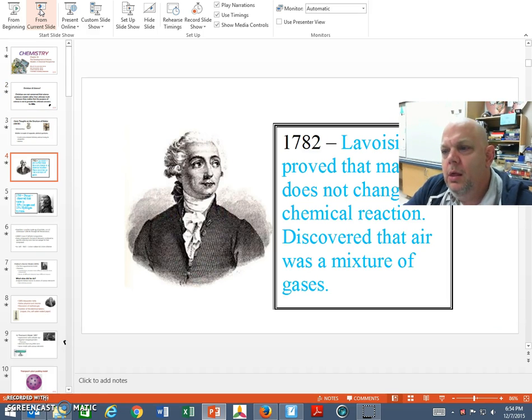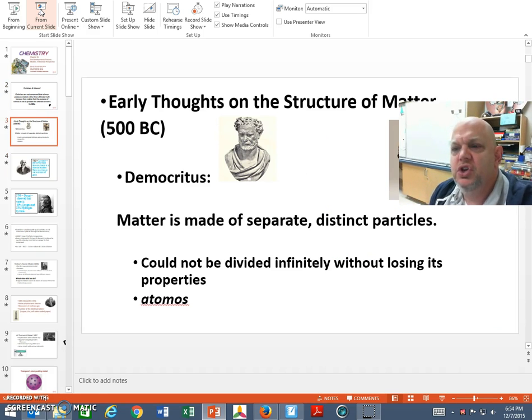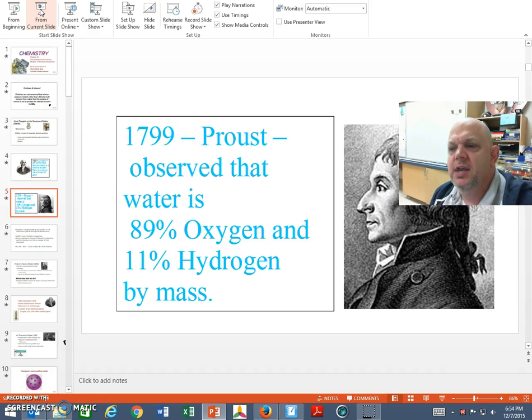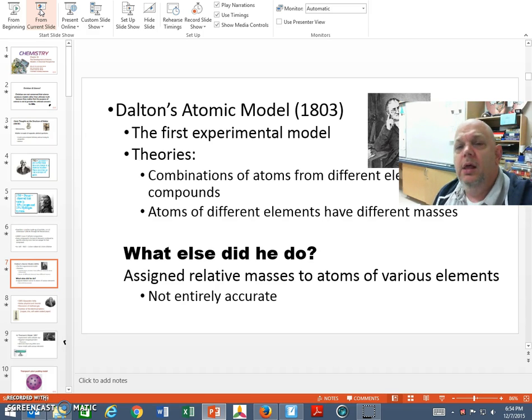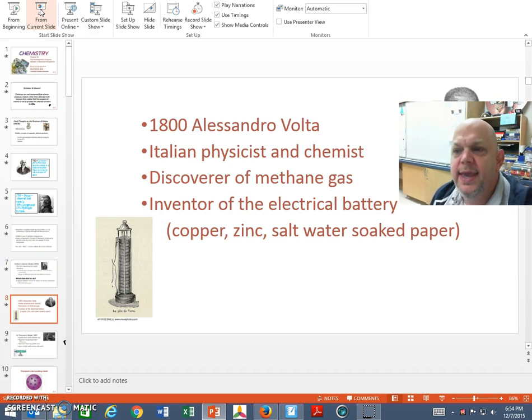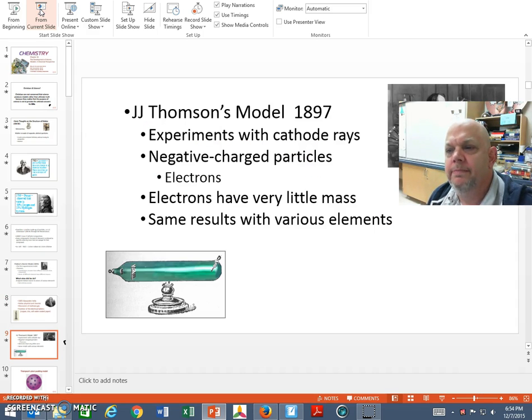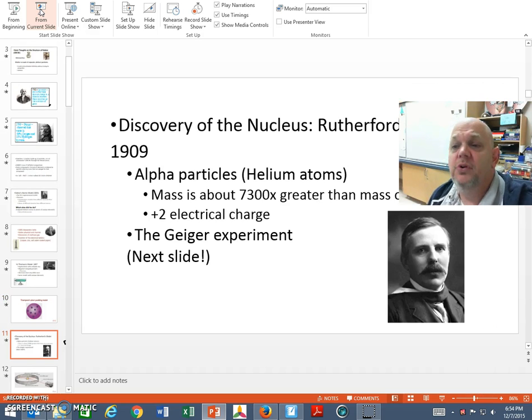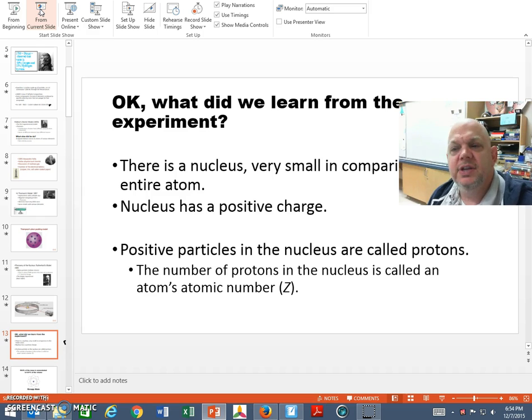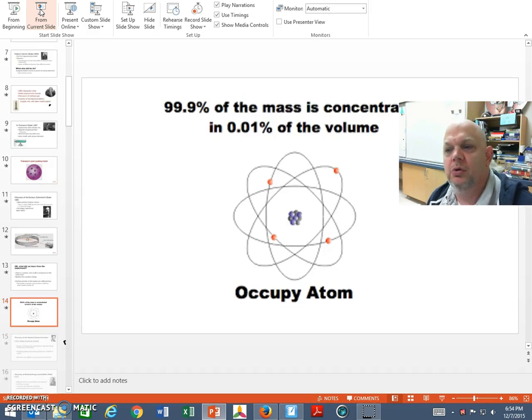It's kind of useful to know the history. You should be familiar with a one sentence answer: what did Democritus do? What did Lavoisier do? Proust, law of definite composition, absolutely. Dalton's law, okay. Volta, nah, I wouldn't worry about Volta. J.J. Thomson, sure. Rutherford, yeah. His experiment, what did we learn from the experiment? Yes, what did we learn from it?